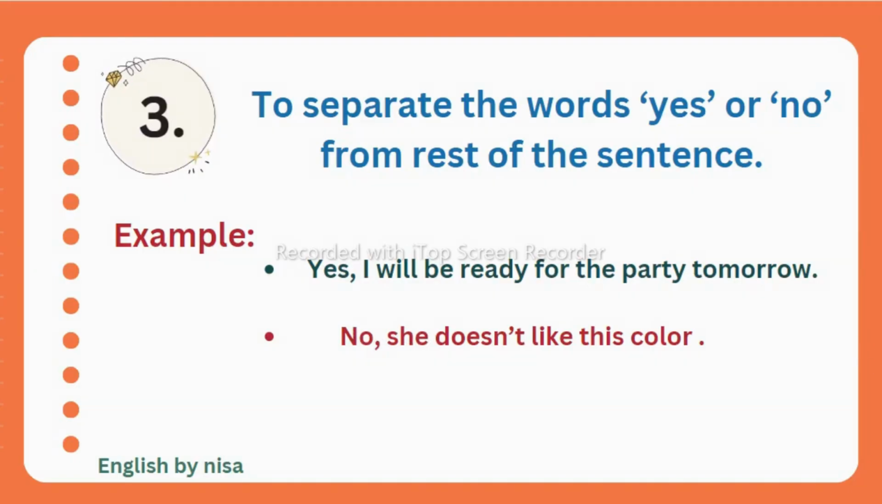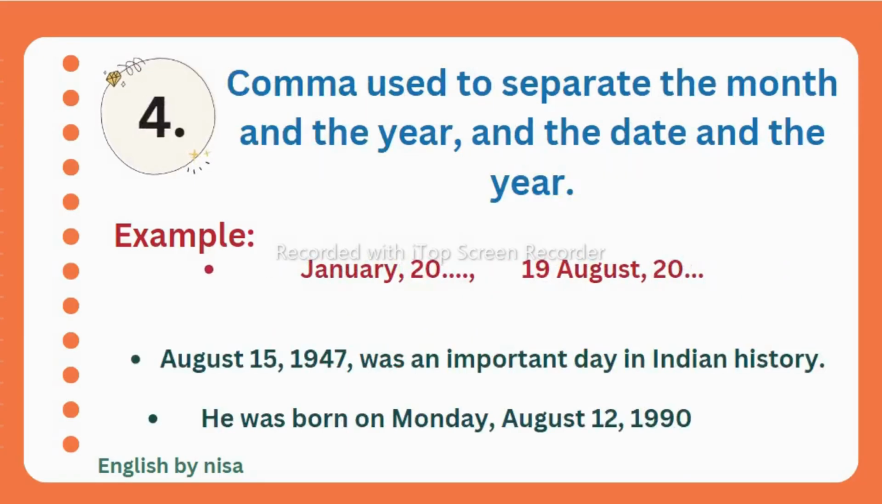Now let's see the next rule. This is the fourth one. A comma is used to separate the month and the year, and the date and the year.